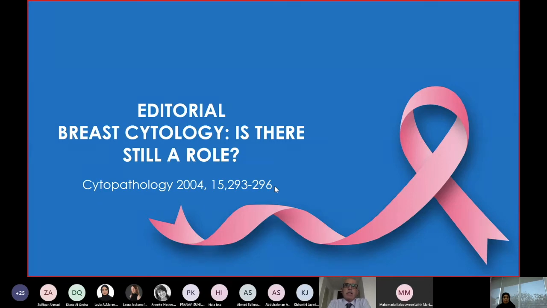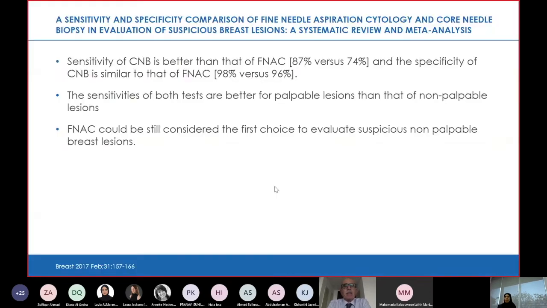I hope you can see the next slide, please, my first slide. The role of cytology in breast is rather different historically. It has basically evolved from being the first diagnostic test in the pre-screening era to what is now basically a niche in the diagnosis of breast cancer.